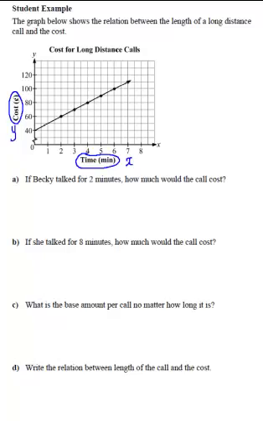Part A is asking you, if Becky talked for 2 minutes, how much would the call cost? Okay, well, we go by what we know. We know that the call lasted 2 minutes. From there, we just go up until we hit the line that runs through the points, and then once we hit that line, from the point where we hit it, we go directly over to the y-axis. And we can see that it would cost 60 cents.